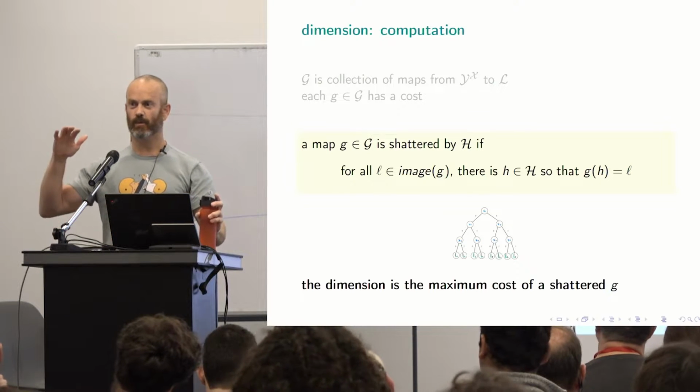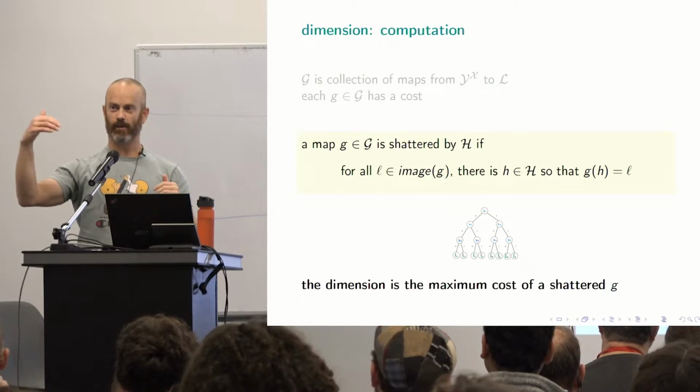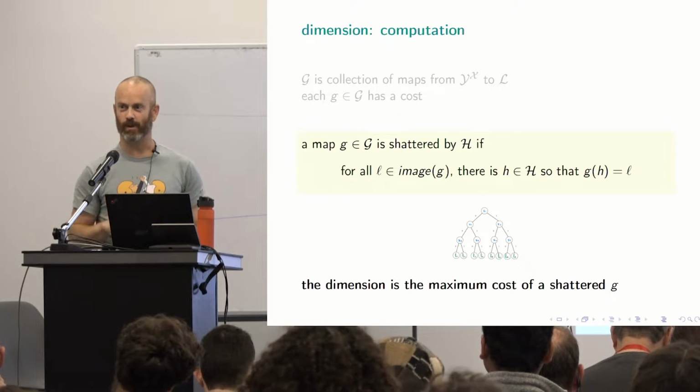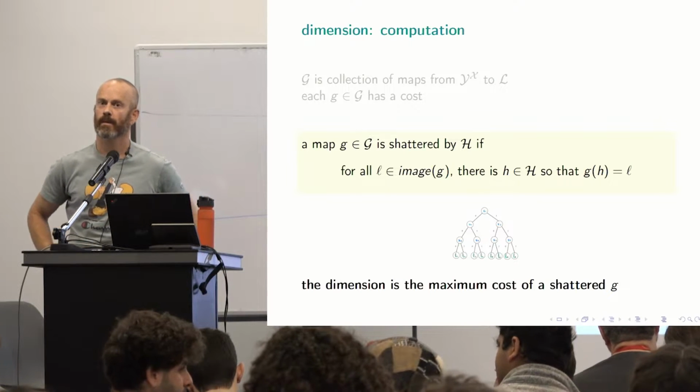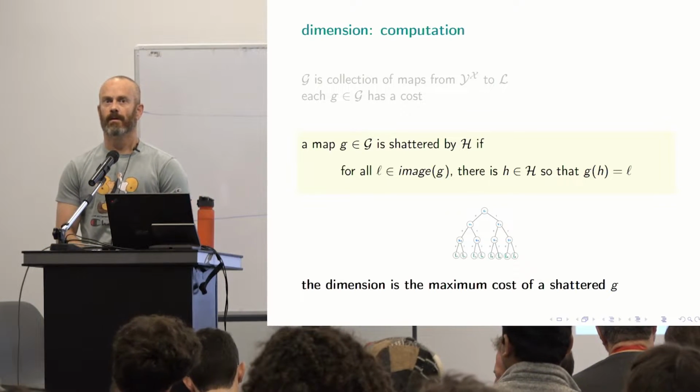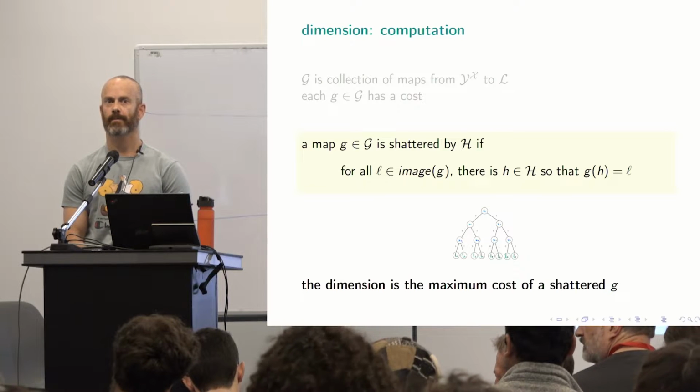Okay, so this was very high level, and now I'm going to give you some examples. Yes. So for the model of learning decision trees, this means that this is the number of samples you need in order to learn H.